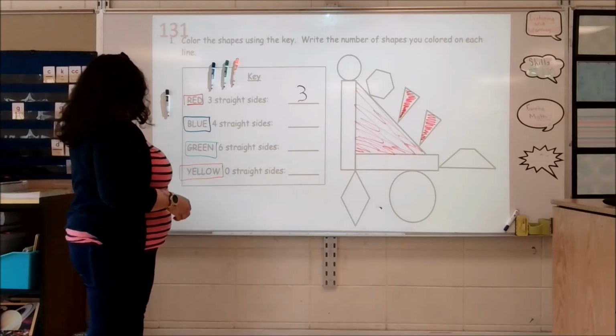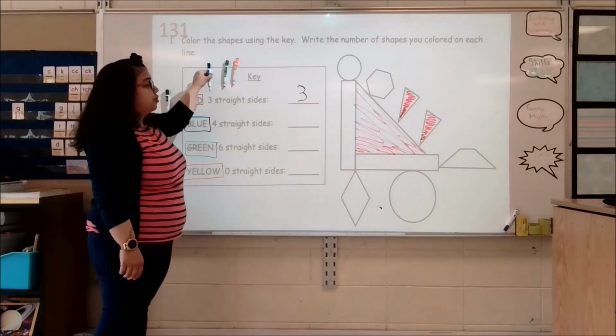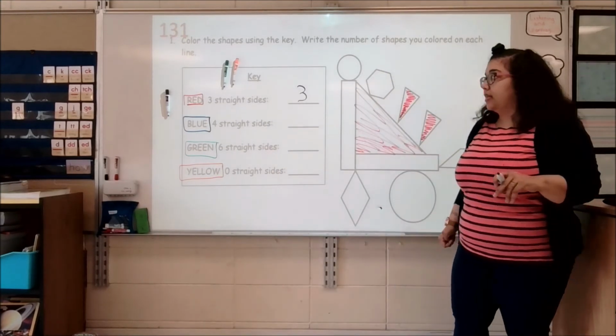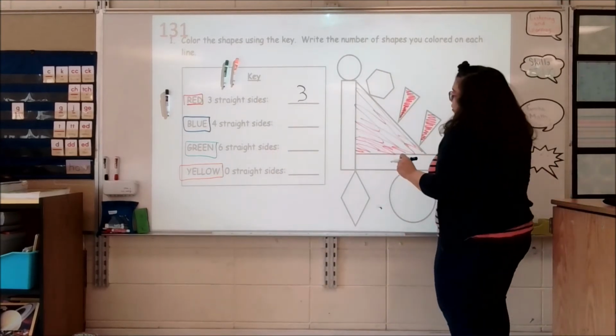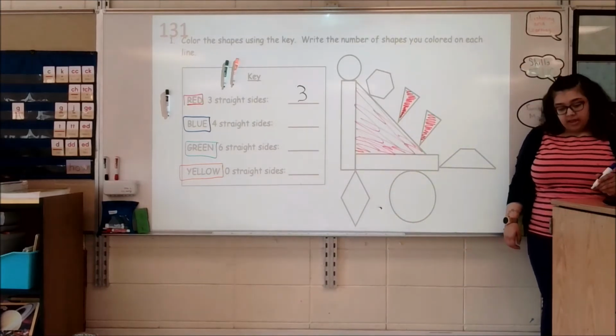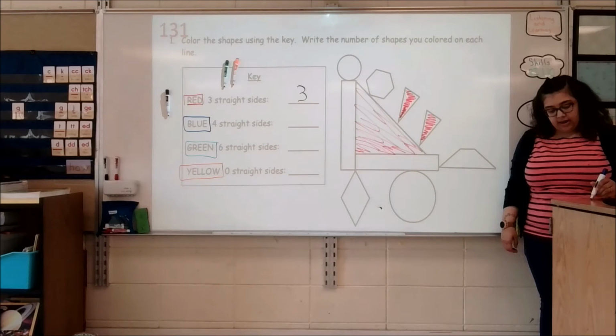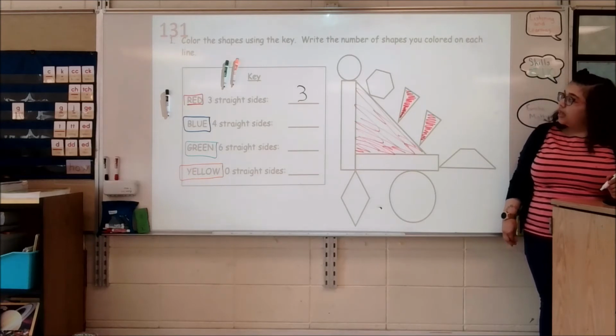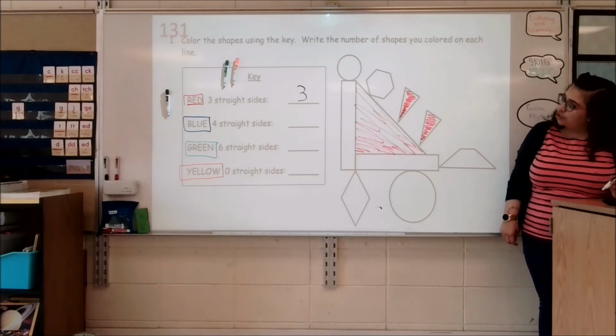Next, we're going to move on to, of course, a different color, but we're going to look for 4 straight sides. We are looking to color all the shapes with 4 straight sides the color blue. Now, I want you to look at this real quick. How many shapes have 4 straight sides? Go ahead, sit there and color yours. Pause the video if you need to. How many shapes have 4 straight sides?